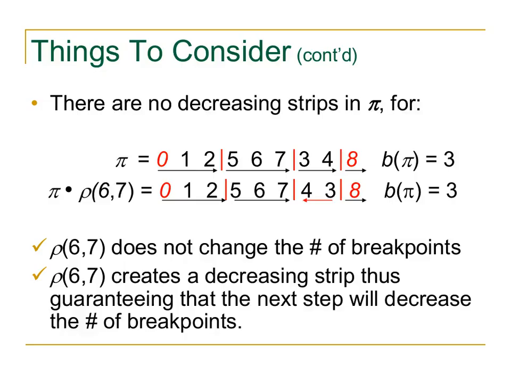Building on that 2-step strategy, let's turn to our permutation pi, which currently has 3 breakpoints and no decreasing strips. When we apply the reversal ρ(6, 7), the breakpoint count stays at 3, but crucially, this move creates a brand new decreasing strip. By introducing that descending pair, we guarantee that the very next reversal we choose will reduce the total number of breakpoints.